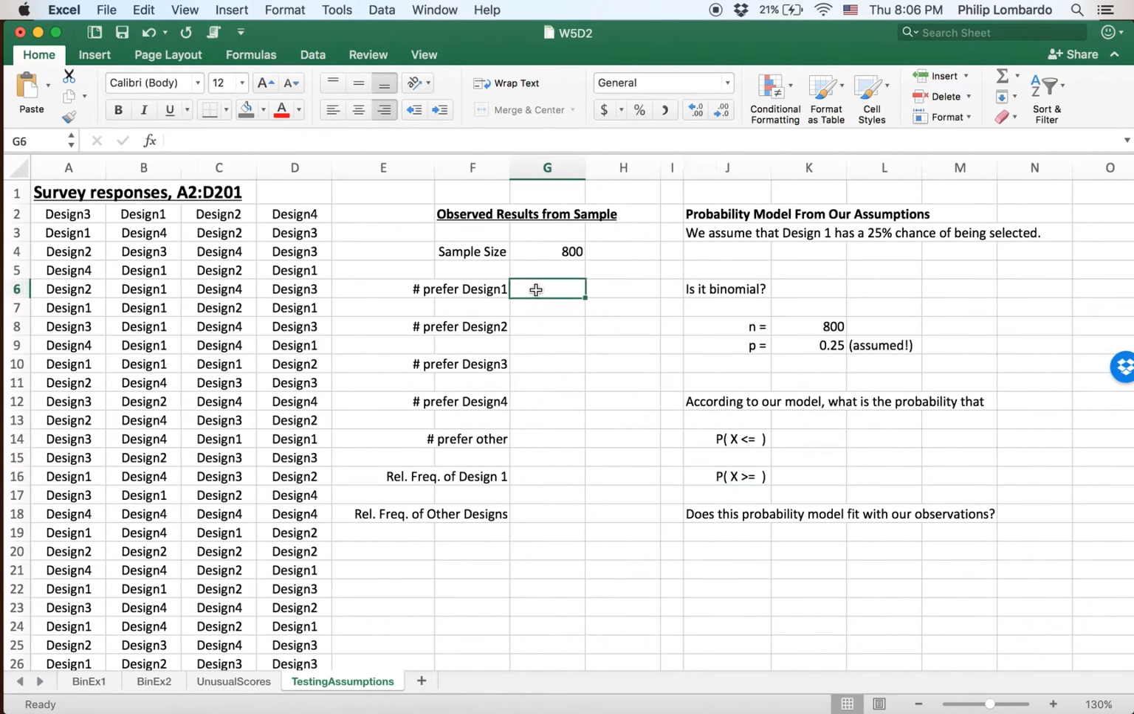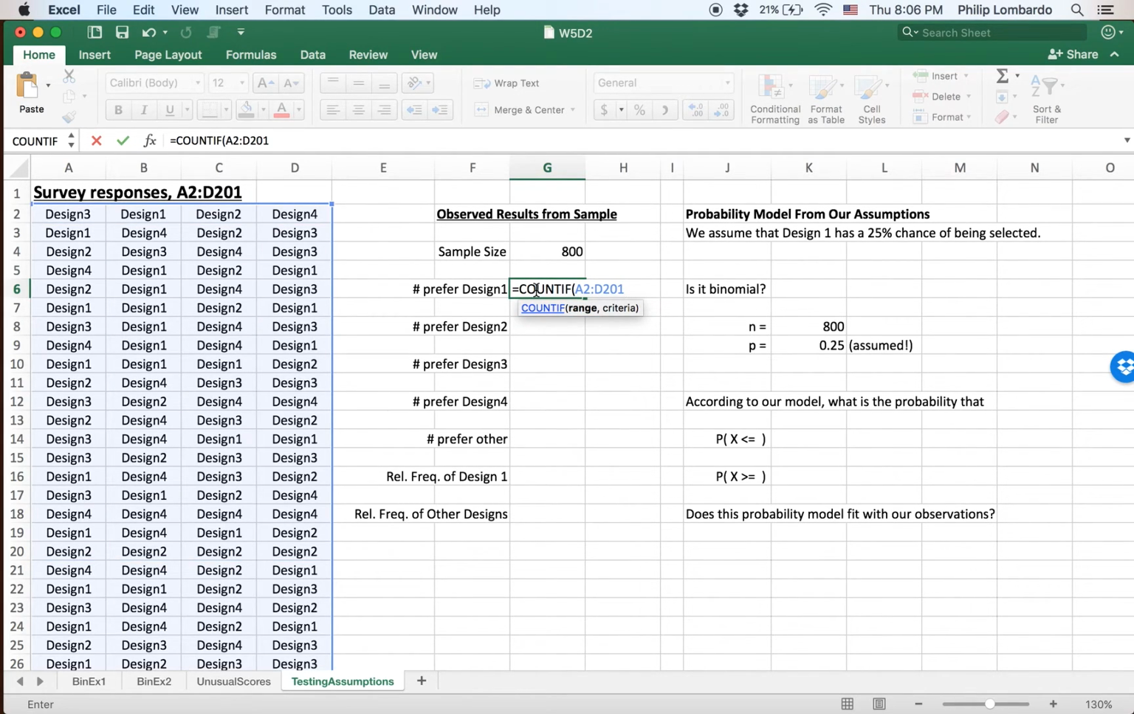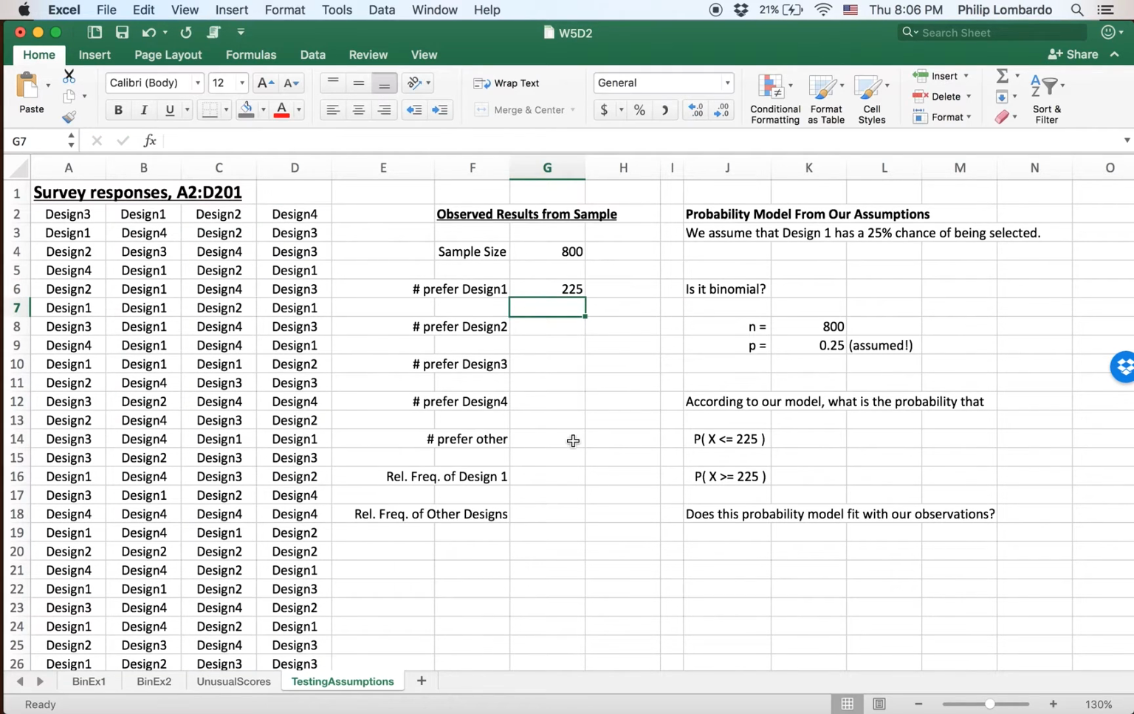Now let's go back into our sample and let's count up. So COUNTIF from A2 to D201. Let's count up how many of these people actually preferred design 1. So we'll type out design 1, make sure it's spelled correctly, put it inside of our quotes, and we can count this up. Right? So out of the 800 that we sampled in our survey, 225 ended up preferring design 1.